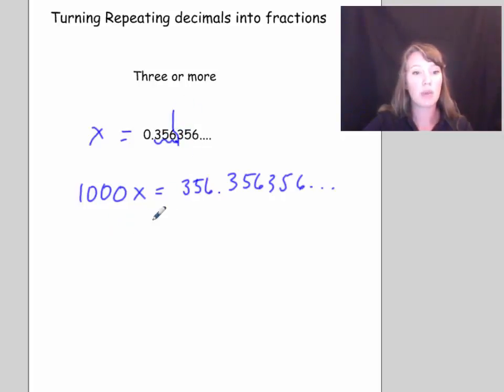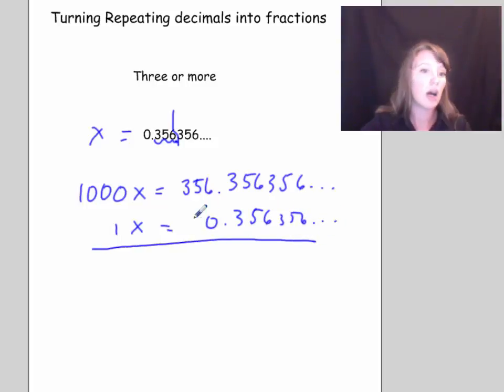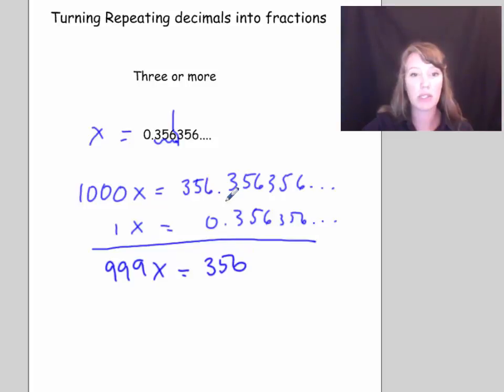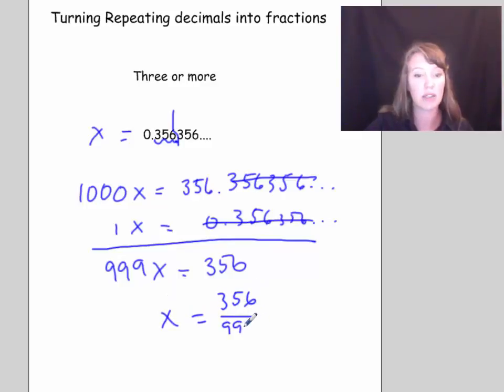Okay, so we know that 1x is still equal to 0.356356 and so on. 1000 minus 1 is 999x. That's equal to 356, right? So those tails eliminate each other. So x must be 356 over 999.